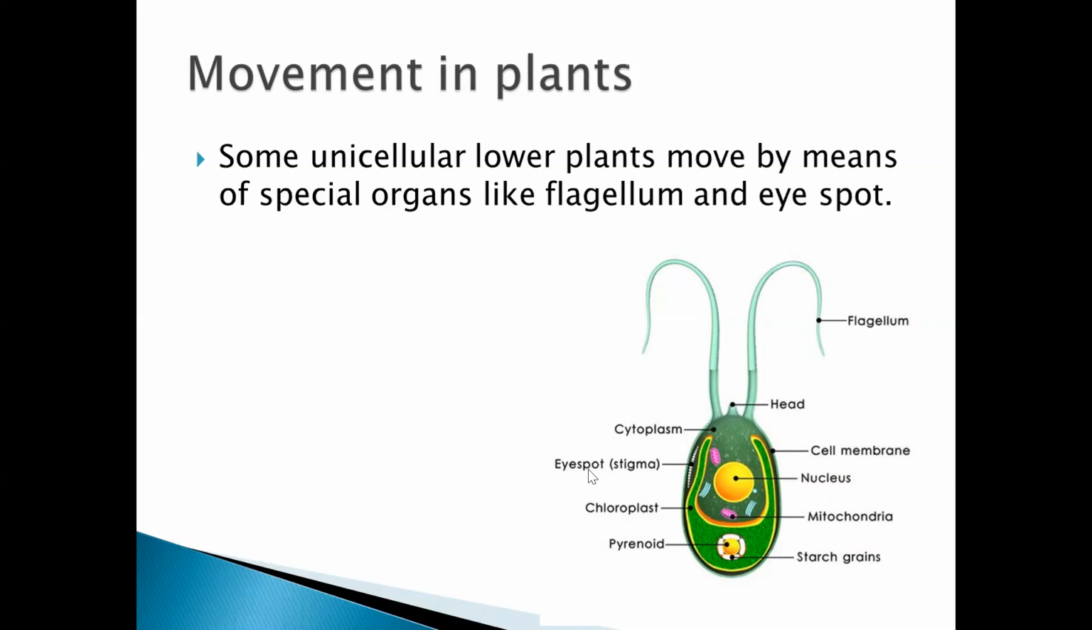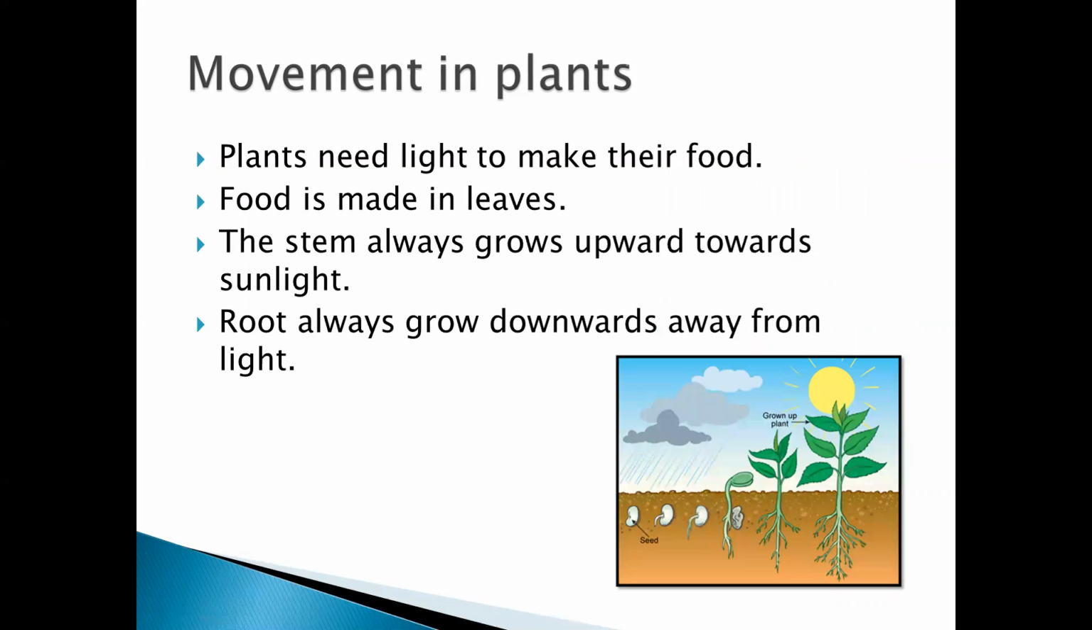Okay students, now coming next to our higher plants, how does movement in higher plants take place? I repeat that all plants need light to make their food. All of you know that plants prepare their own food by the process of photosynthesis. When they have light, they prepare their food, and this food is made and stored in leaves.